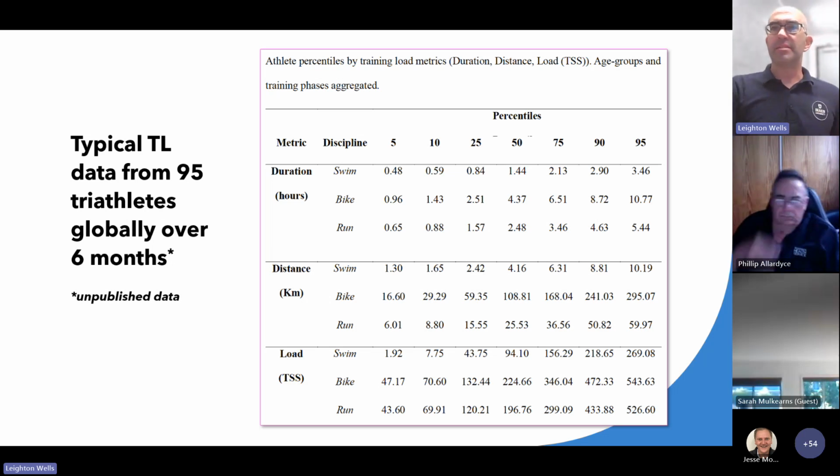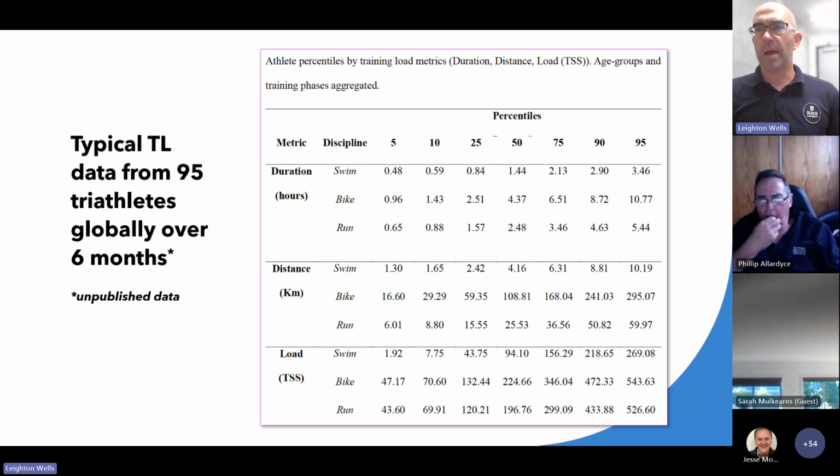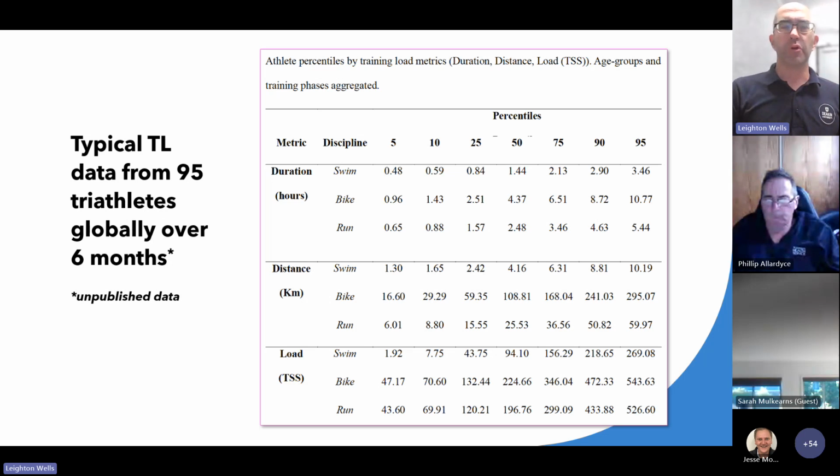So you'll be able to go back to this data. The other thing I want to say too is that when this study does get published, we're also releasing a web app where you can go in and put your own training load or your athlete's training load and compare this to what we think is a representative sample of athletes from around the world. So it constitutes what might be typical of age group athletes.